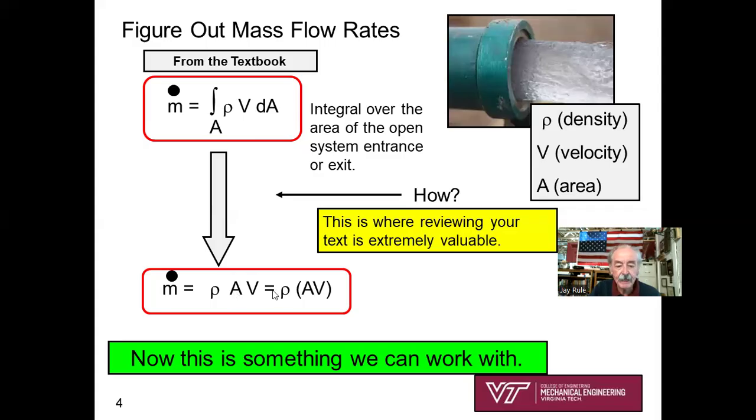Now, I have grouped AV together for a reason, and I'll disclose that here in just a second. But this is where reviewing your textbook is extremely valuable. The textbook wraps a lot of words around how to get from here to here. Remember that rho is density. Capital V here is velocity. A is area. This is something we can work with. As engineers, we can work with this m dot equals rho AV to determine the mass flow rate. So that's sort of the big conclusion here.